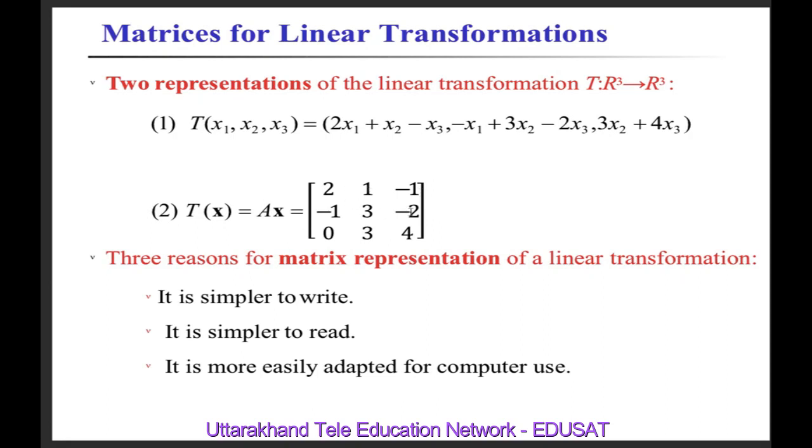For the second row, we write the coefficients of x1, x2, x3 in the second vector. Coefficient of x1 is minus 1, coefficient of x2 is 3, coefficient of x3 is minus 2. And for the third row, we write the coefficients of x1, x2, x3 in the third vector. Coefficient of x1 is 0, coefficient of x2 is 3, coefficient of x3 is 4. So I have written 0, 3, 4. X here is the column matrix consisting of x1, x2 and x3.